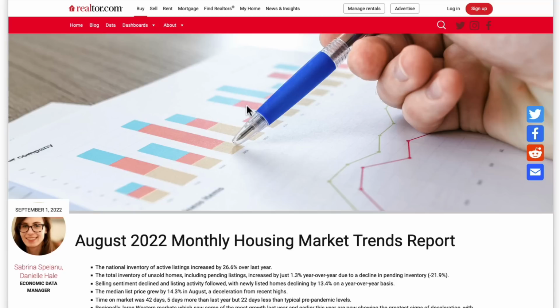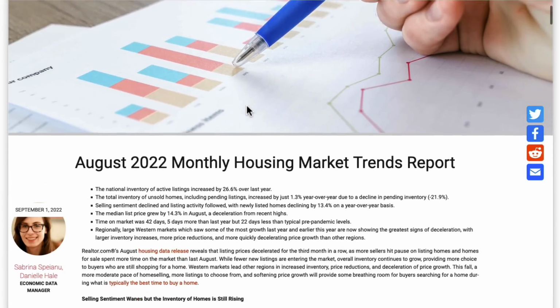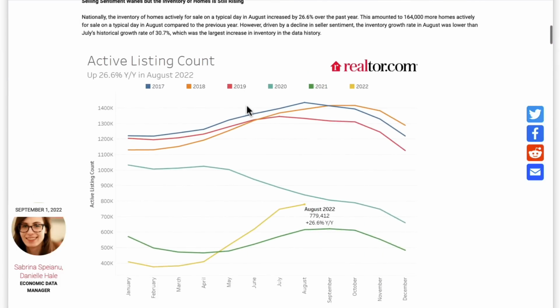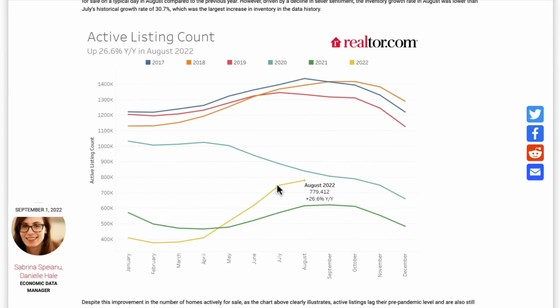Okay, this is from Realtor.com. The link is in the description box. The August monthly housing market trends report. A number of charts to look at. Active listing count: look at the change in slope here. It was increasing rather quickly, and then in August, we see a definite change in the slope.